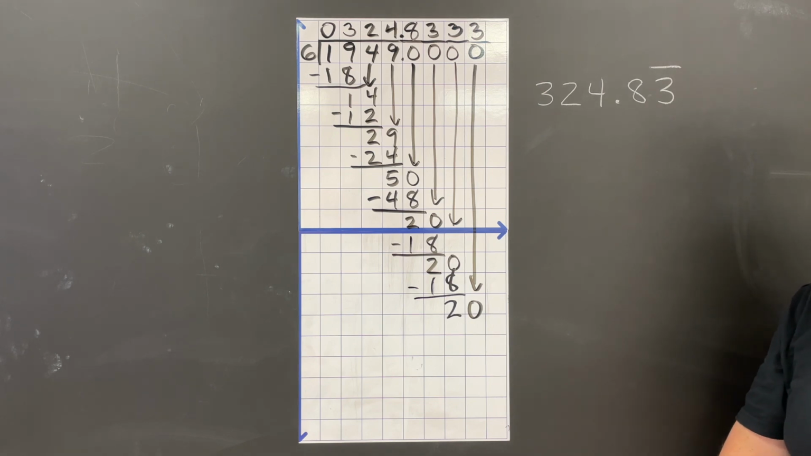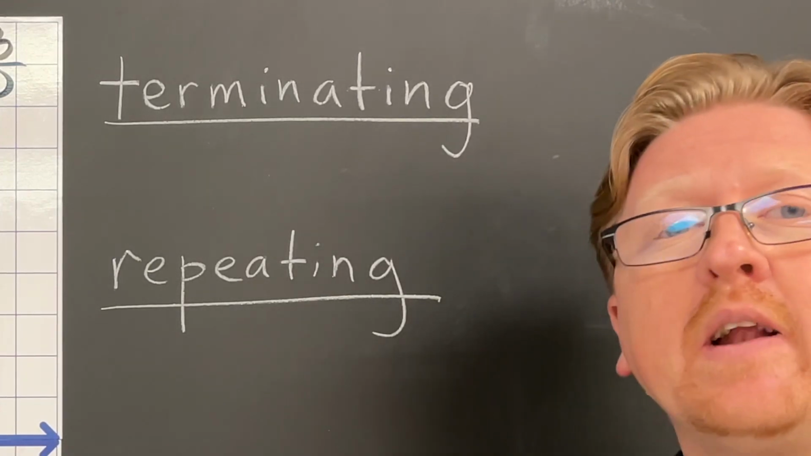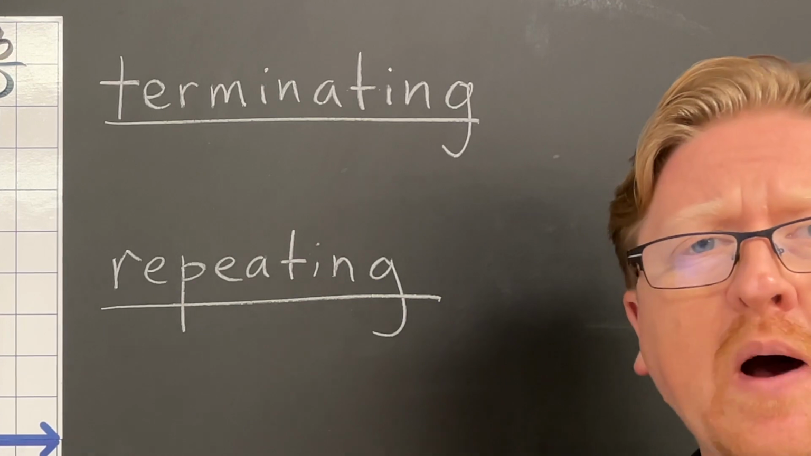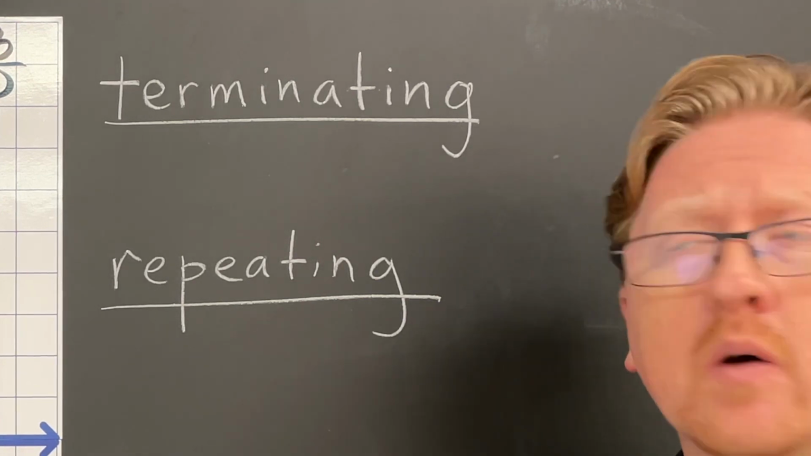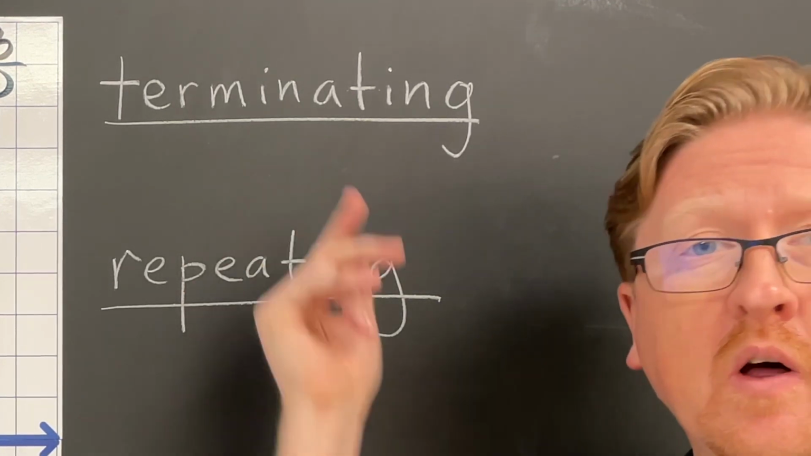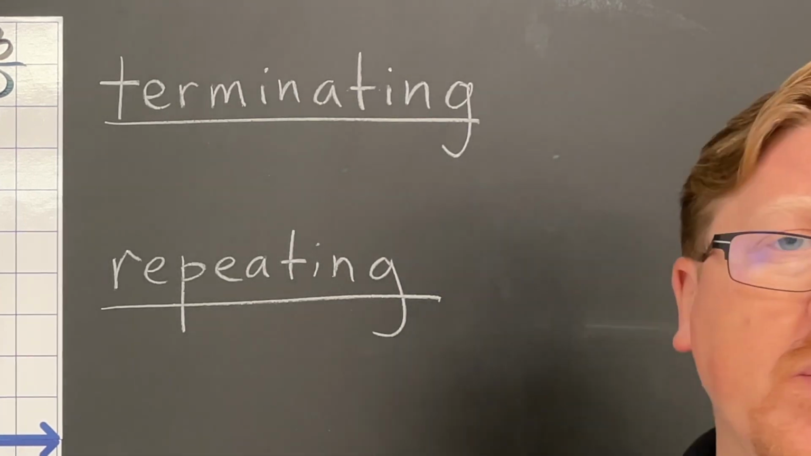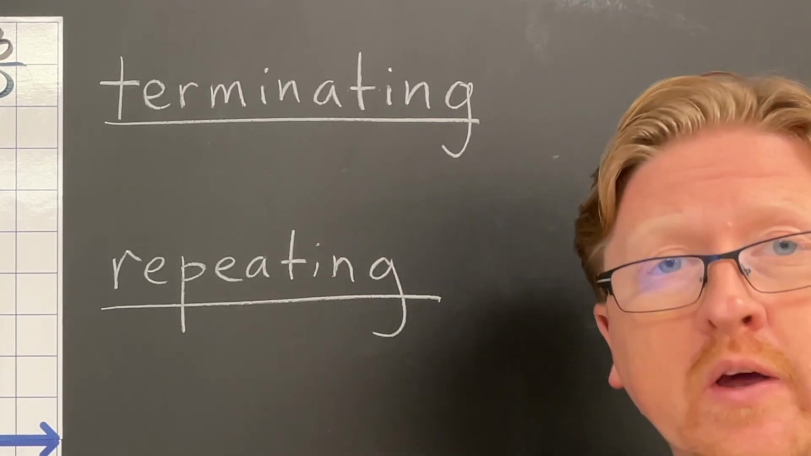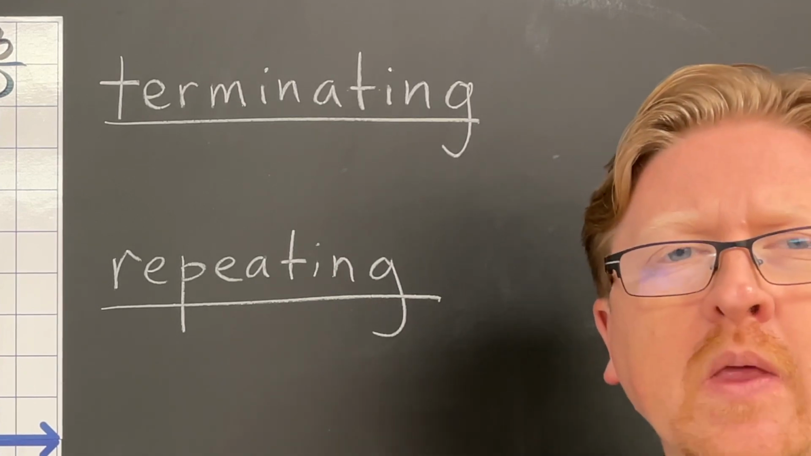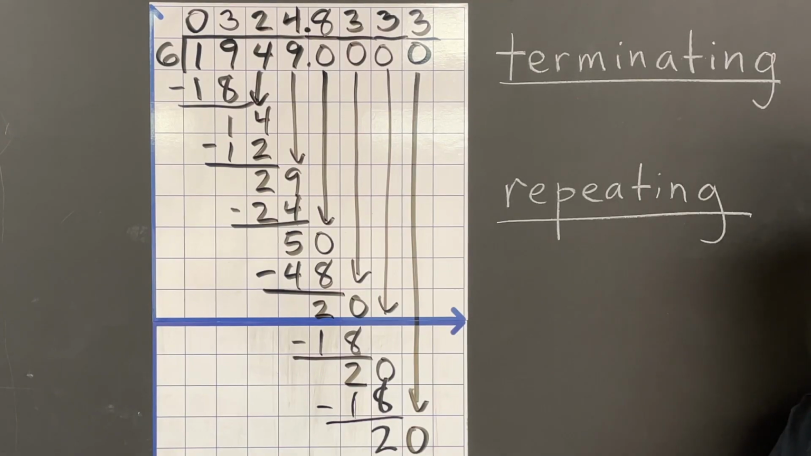So when we divide out into the decimal places, there are 2 possible things that can happen. We can either end up with what's called a terminating decimal, and that's one that just stops with no remainder at some point, or we can end up with a repeating decimal, and that's one that just keeps going and going forever. Today, as you work at the boards, you're going to be practicing this, right? You're going to be dividing out into the decimal digits until either there's no remainder or until the decimal begins to repeat and go on forever.